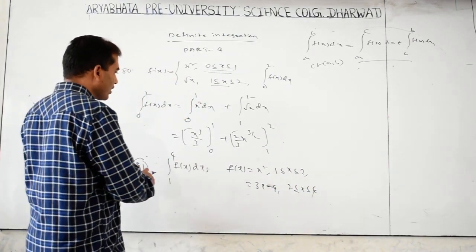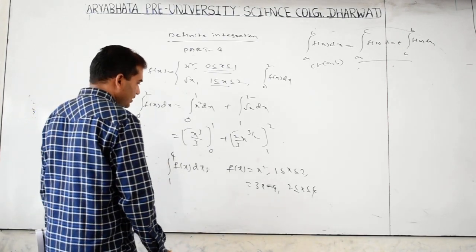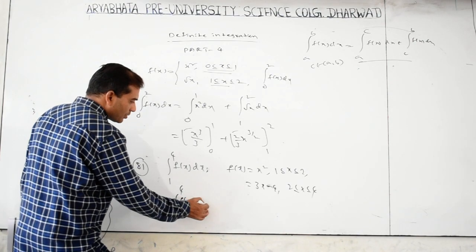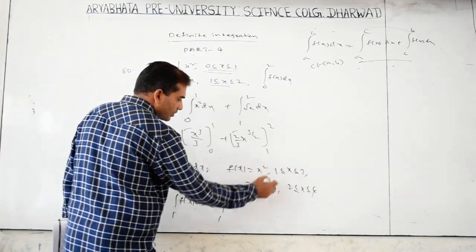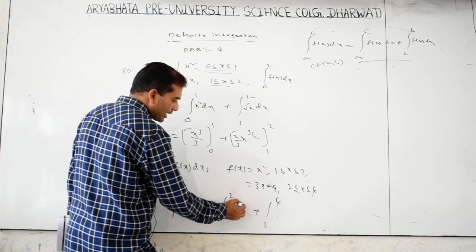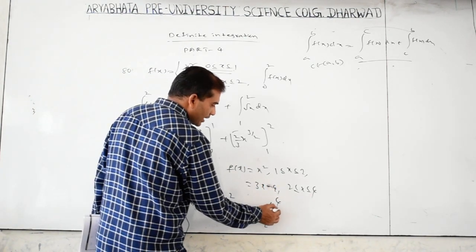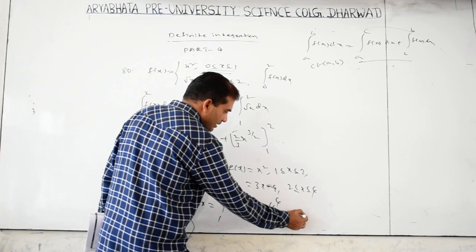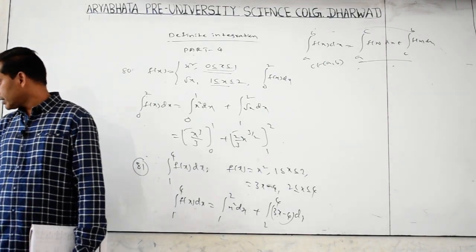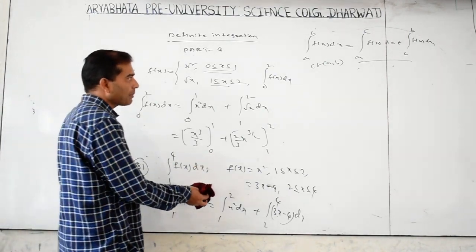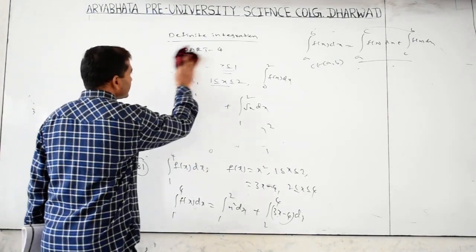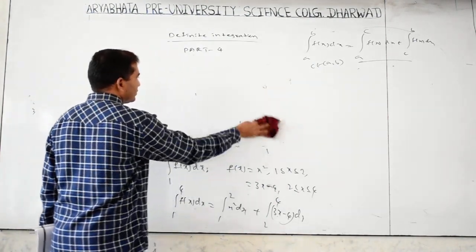Then what is 1 to 4 f of x dx? Yes, 1 to 4 f of x dx equals 1 to 2 plus 2 to 4: 1 to 2 x square dx plus 2 to 4 3x minus 4 dx. Can you find this? Easy. X square integration is x cube by 3, 3x minus 4 integration is 3x square by 2 minus 4x. Apply upper limit minus lower limit. Try that yourself.